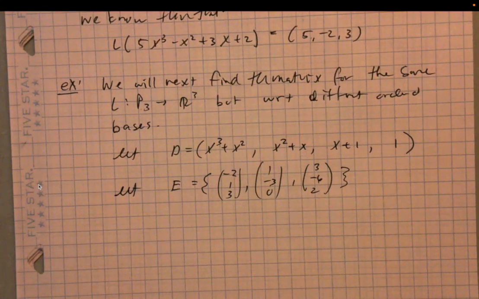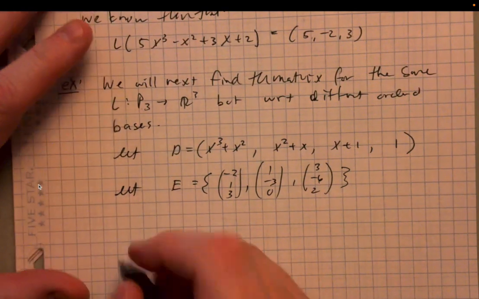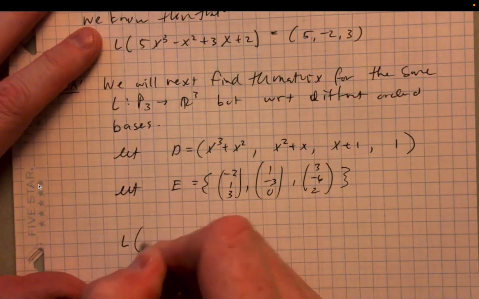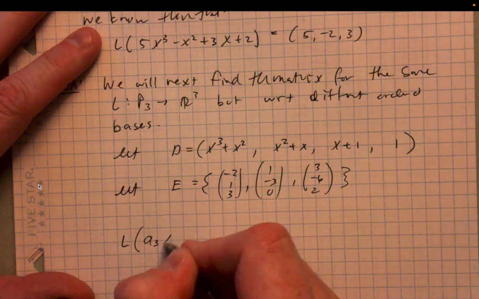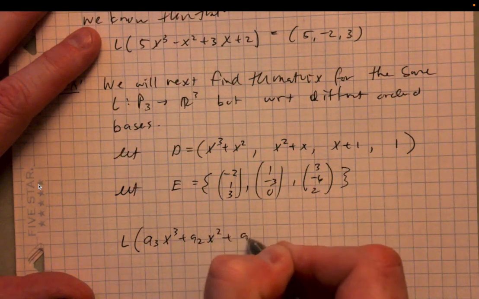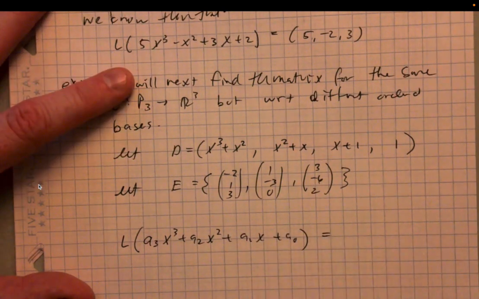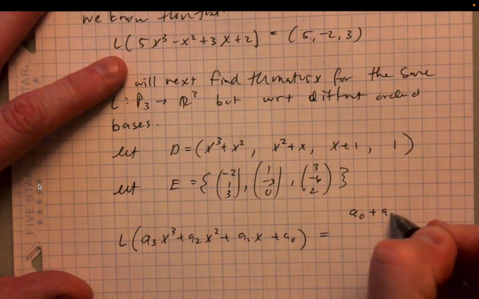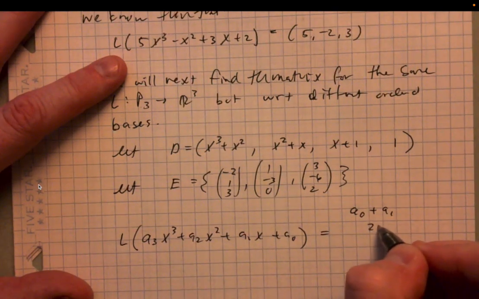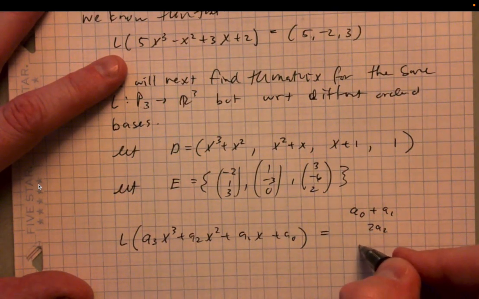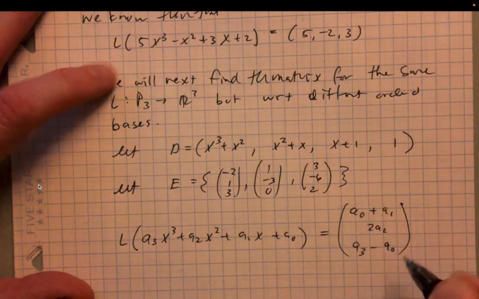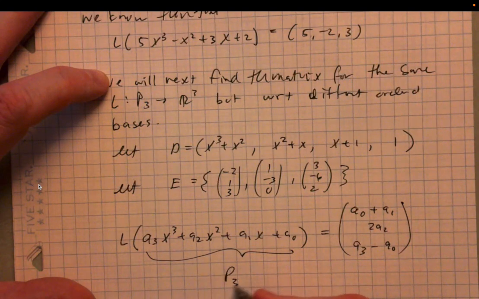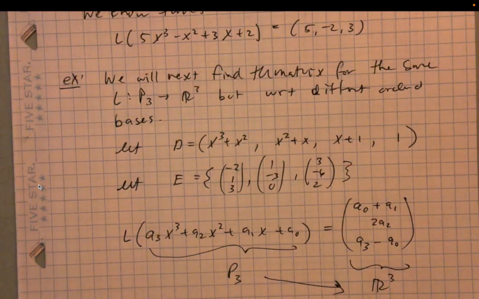Okay. All right. So we've got two different bases now. And now let's remember what the linear transformation does. L takes a polynomial, a3x cubed plus a2x squared plus a1x plus a0, and takes basically the coefficients of this polynomial and writes them into this form: a0 plus a1 is the first component, then 2 times a2, and then a3 minus a0 is the third component, right? This is from P3, and this, of course, is from R3. So we're writing from one to the other. That's what this linear transformation does.